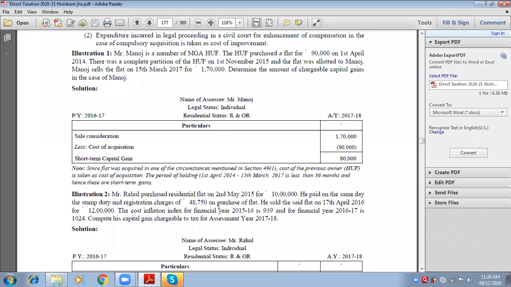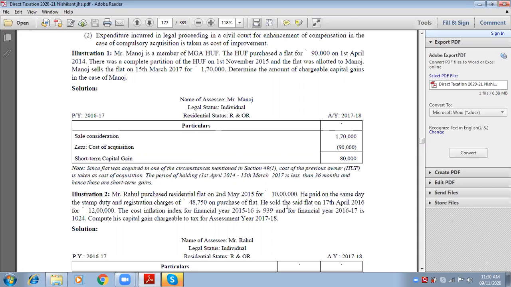If you purchase house property for 10 lakhs and if you pay stamp duty, registration charges 48,750, now if your father is asking you how much did you spend for purchasing this residential flat, you will say 10 lakhs 48,750, because the registration and stamp duty is also included in the cost of acquisition. It is your purchasing cost, no? While purchasing, you incurred registration charges, no? So therefore, your cost will become 10 lakhs 48,750. It is not 10 lakhs. Please keep it in mind.